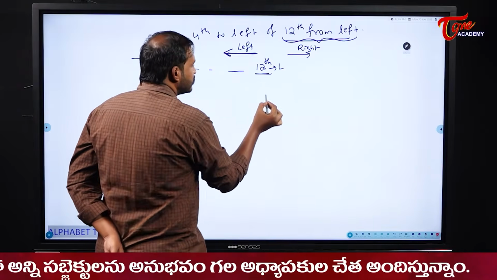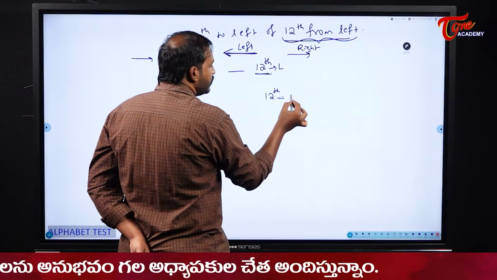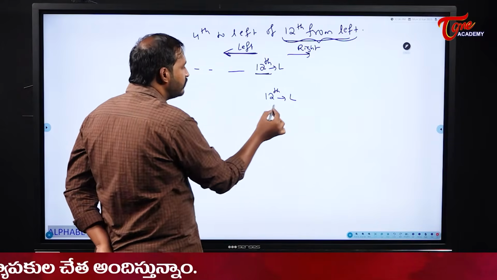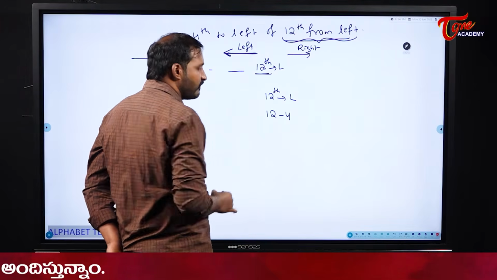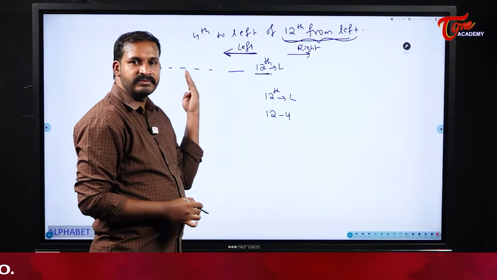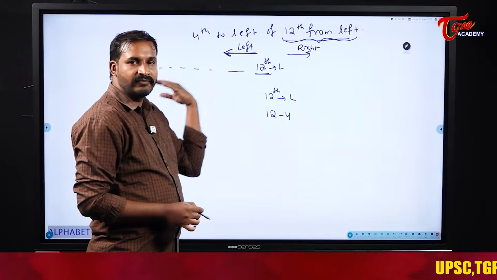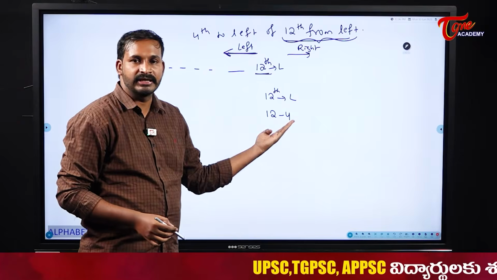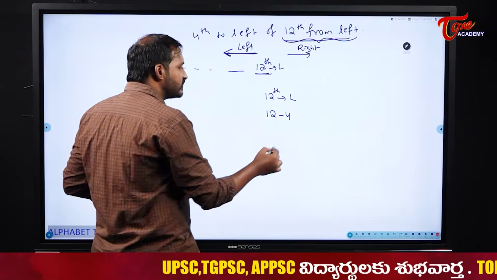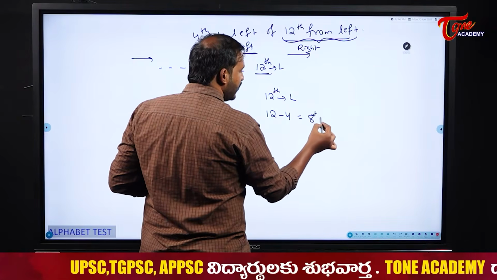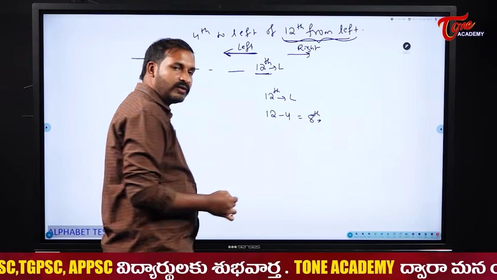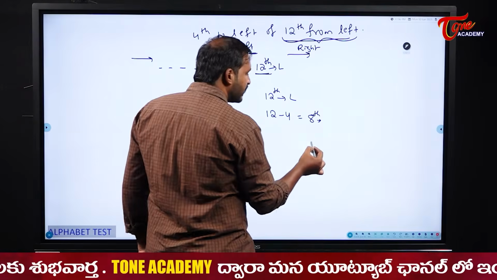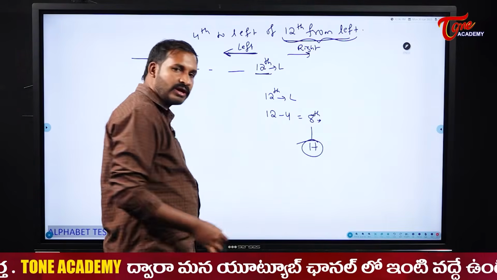So, 12th from left, and to its left I need to find the 4th. So, what will I do? 12 minus 4. Why, sir? What is the reason? Because I am moving in this backward direction. Assume from left to right is forward and this is backward. Now, I am moving backward, which means I am subtracting. So, 12 minus 4 becomes 8. What is the 8th alphabet, students? From left, H. So, our answer here becomes H.